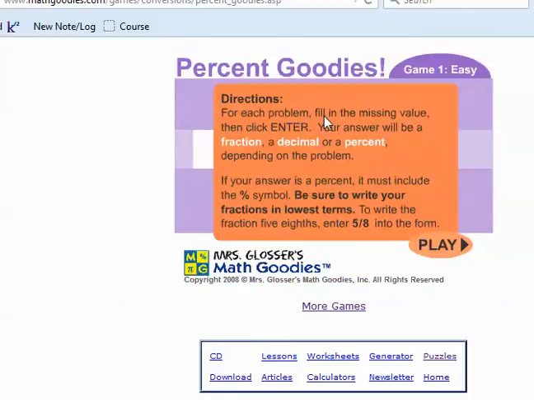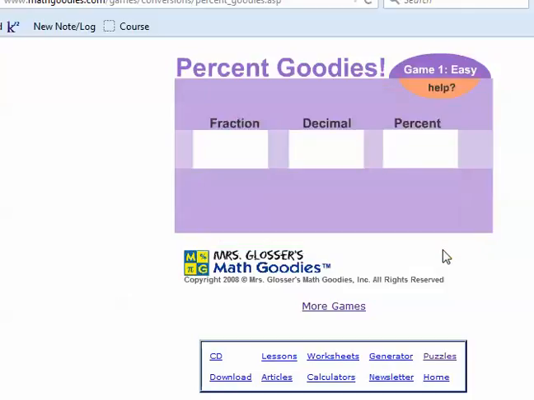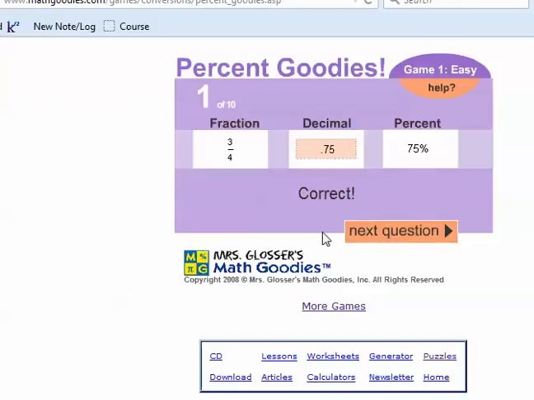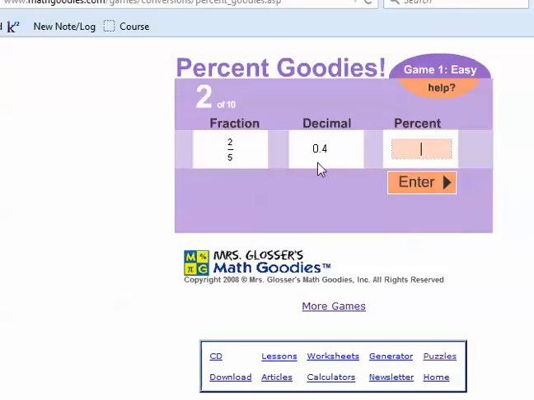It says, for each problem, fill in the missing value, then click enter. That's not that difficult to do. So we're given a fraction, 3 over 4. They're wanting the decimal equivalent of it, 0.75. Notice how I had the percent out here, so all I had to do is move the decimal 2 places. So it's not that difficult. And you can play this game and get pretty good at this.